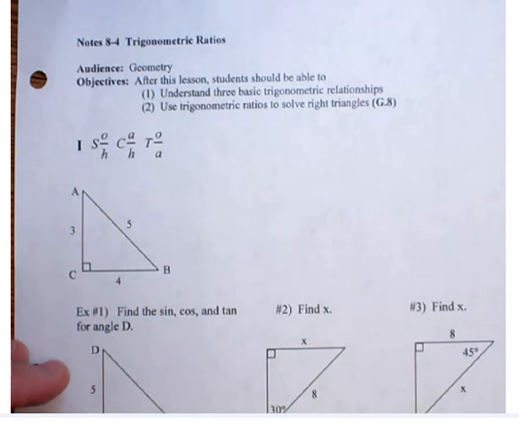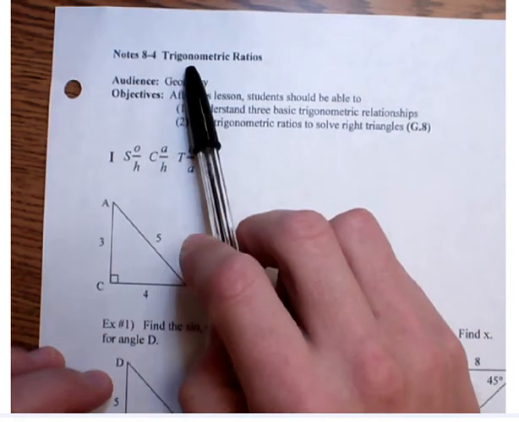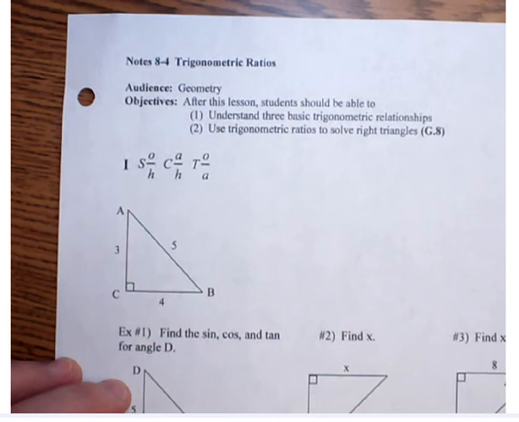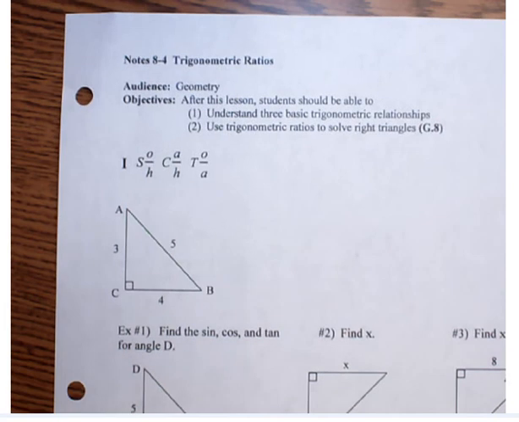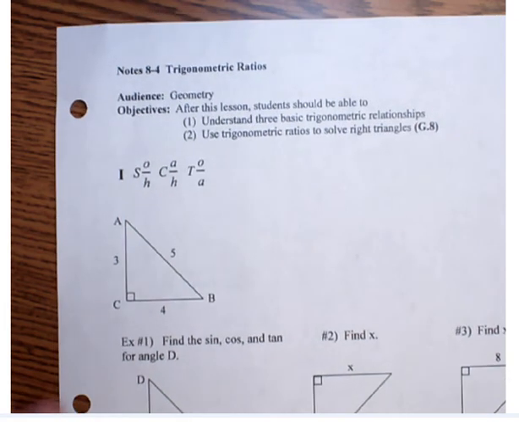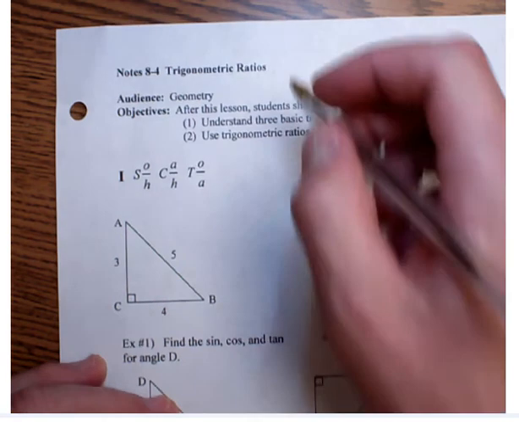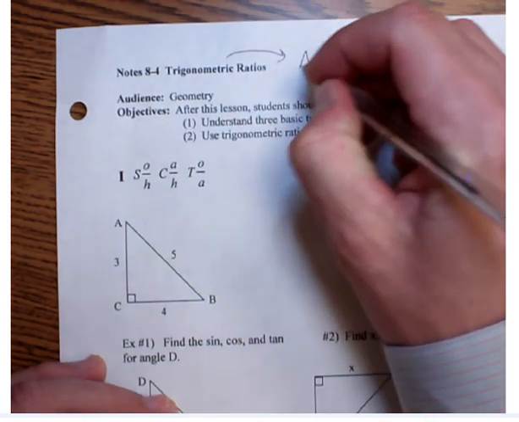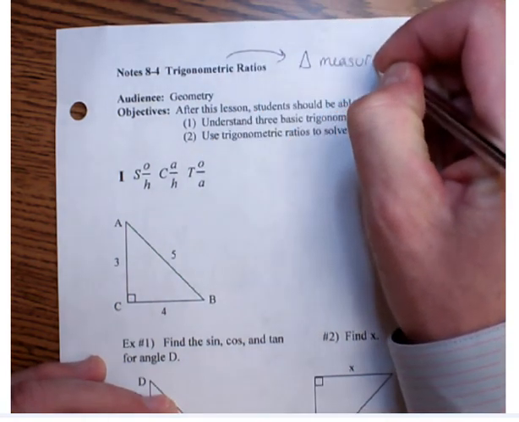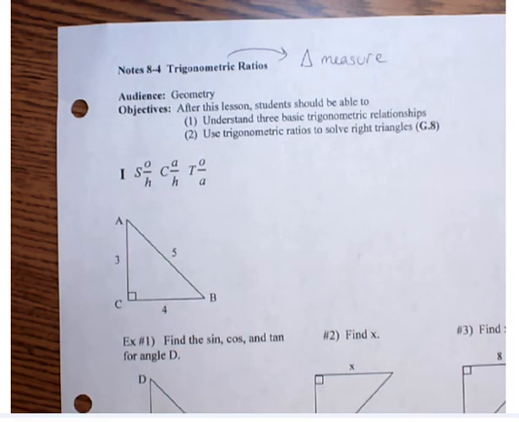And the topic is called trigonometric ratios. All right, and trigonometry, the definition of trigonometry is actually triangle measure. Triangle measure. So trigonometry is kind of an intimidating word, but when you hear it, literally the meaning is triangle measure. And what we're going to do today is we're going to measure triangles, basically.